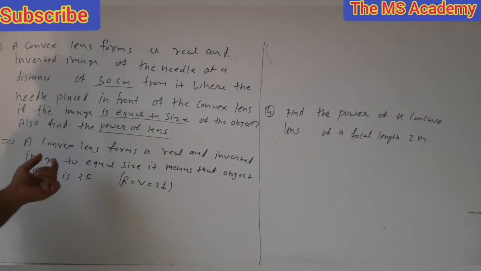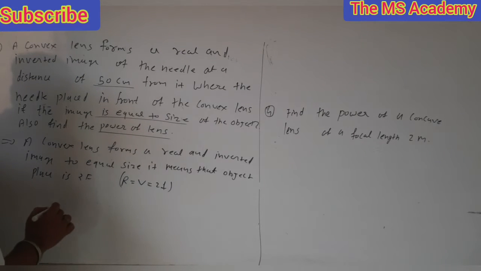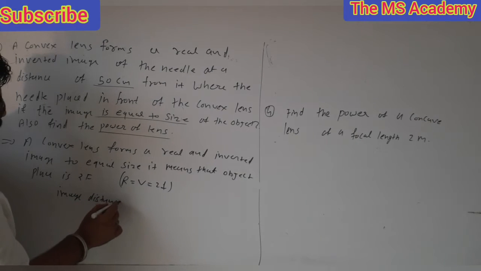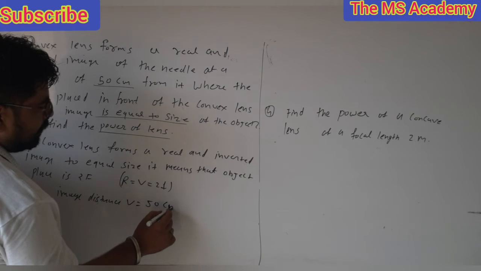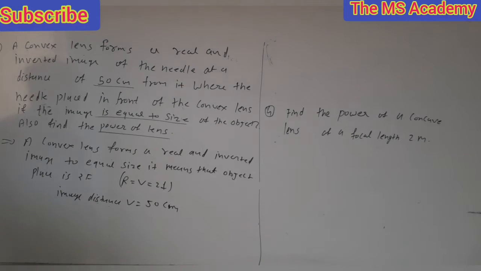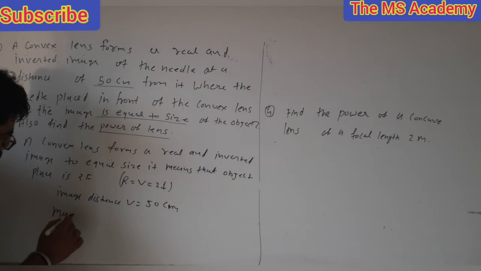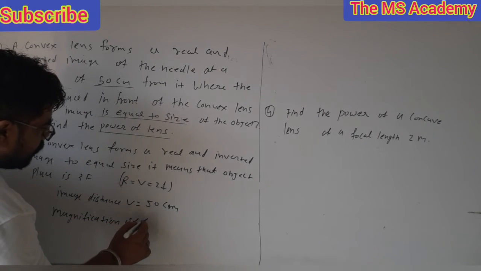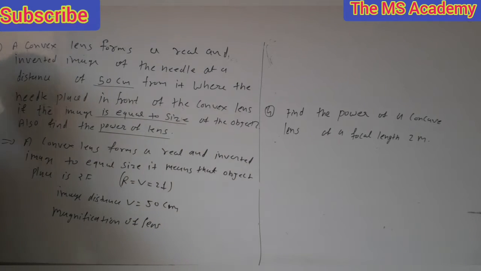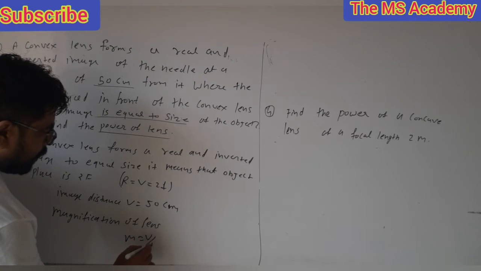If the lens is convex, then we get image distance v is equal to 50 centimeter. Then we know that the magnification of the convex lens is m is equal to v upon u.